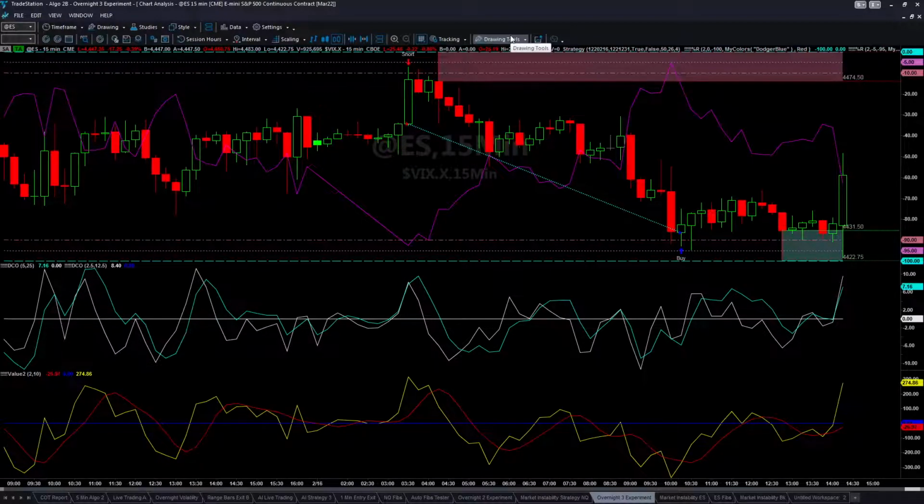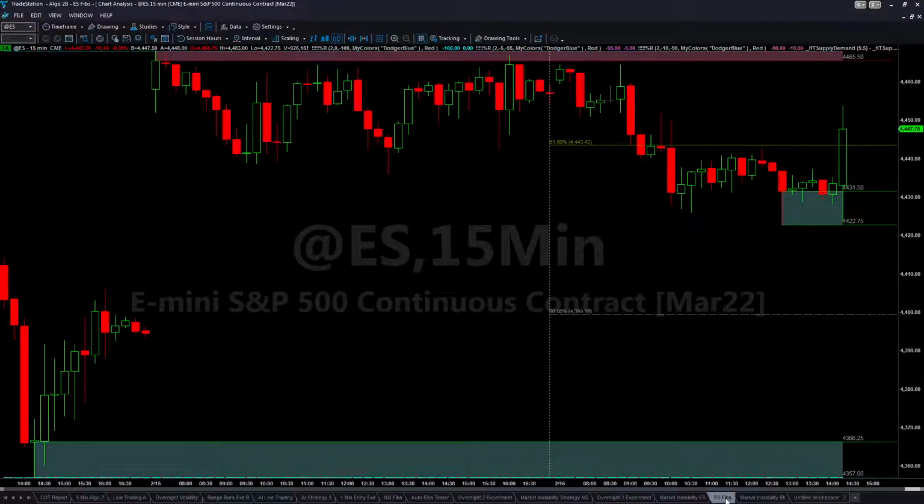This looks like it may have continuation on the ES. I'm going to wait for this thing to retrace below the 61.8 and most likely take a long on that ES.